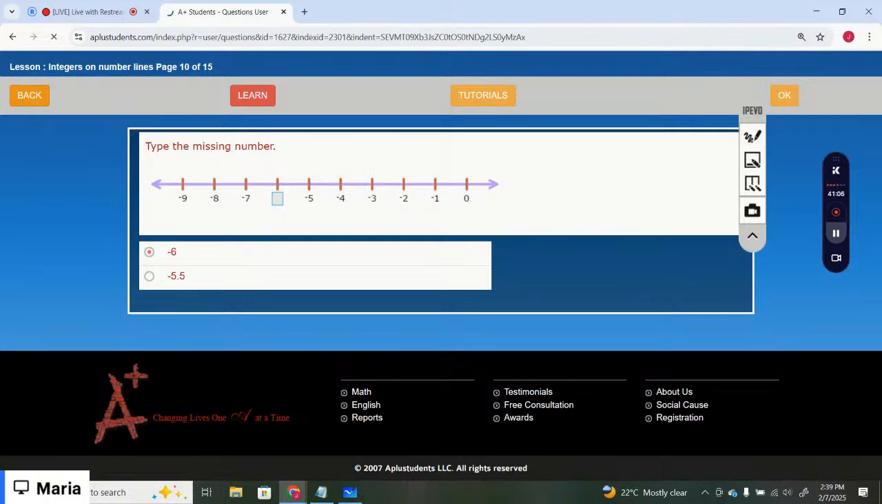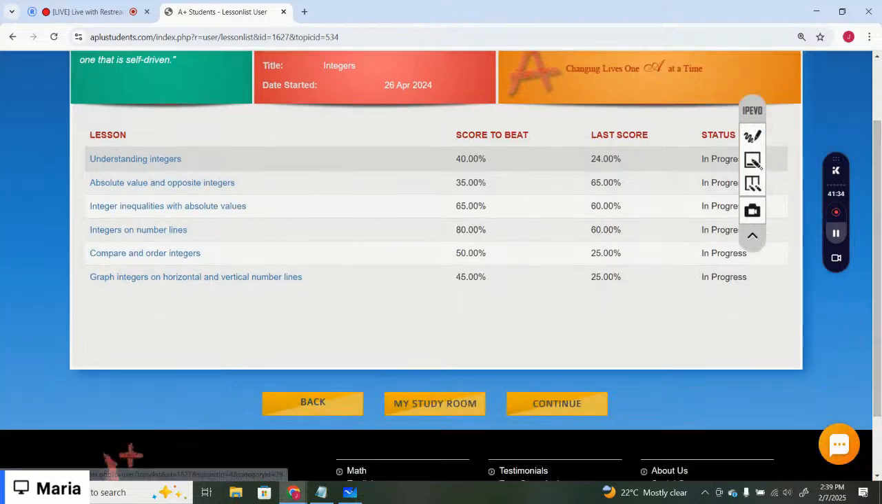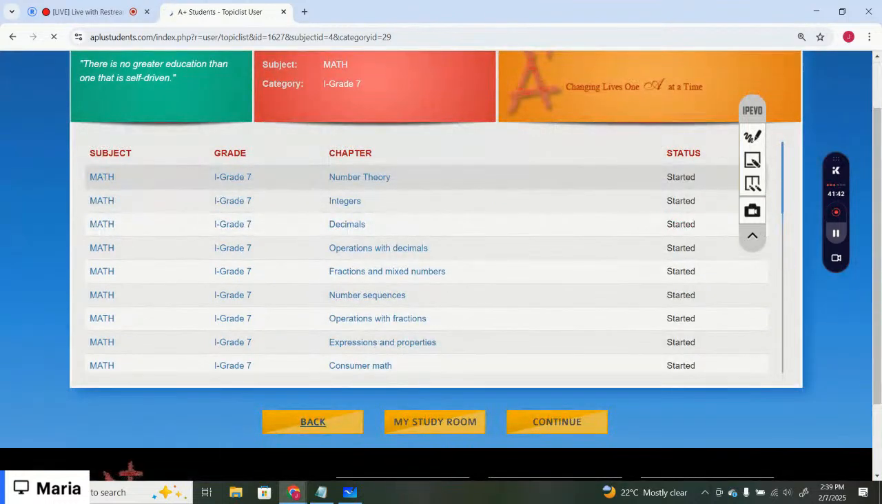So we were working on grade 7 math. The chapter we are working on is integers. The lessons we have covered today are understanding integers, absolute value and opposite integers, integer and inequalities with absolute values, and integers on number lines. So please make sure before the next session you complete all the practice questions for the lessons we just did. That is your homework until the next session.